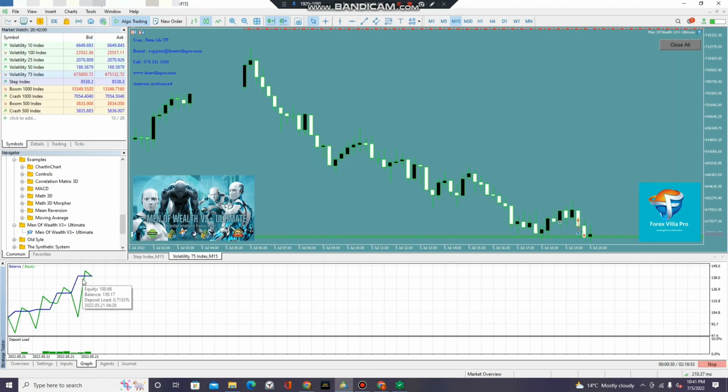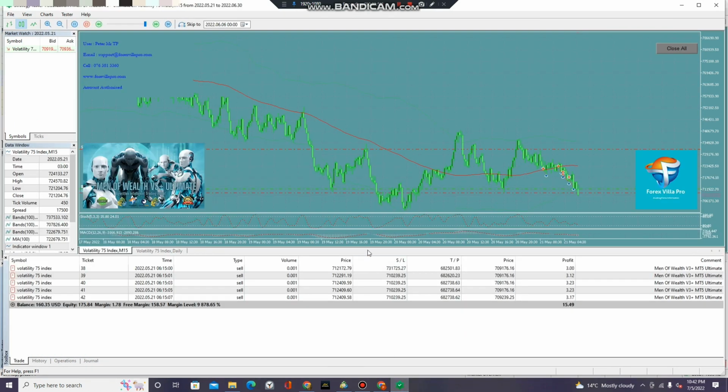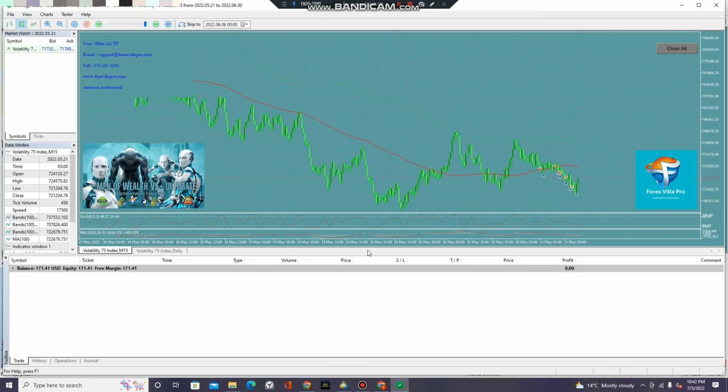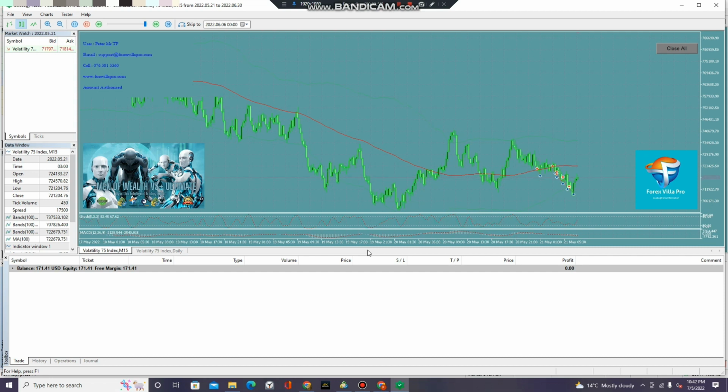Look at the equity graph. It's still going up smoothly, guys. It's still going up smoothly. And just have a look right there. Already almost doubling the account, guys. It's just a few trades that we've taken. No losses yet. And just look at those trades right there.